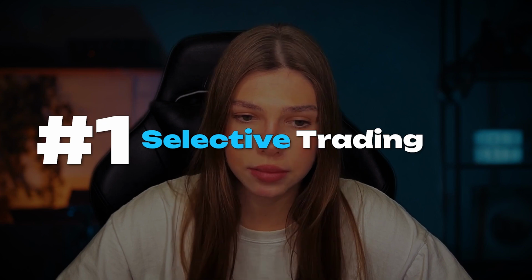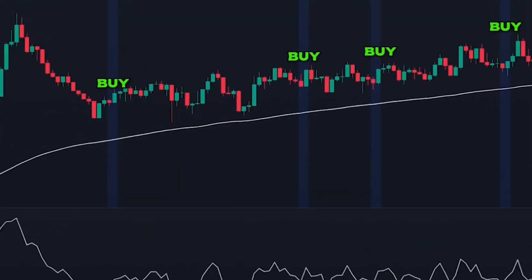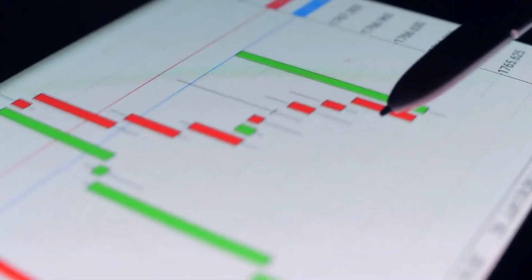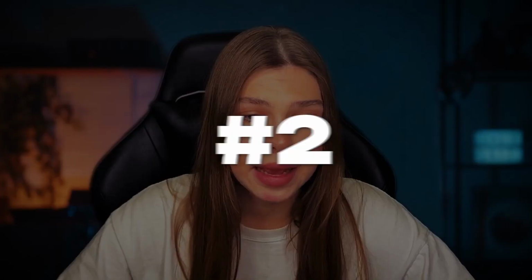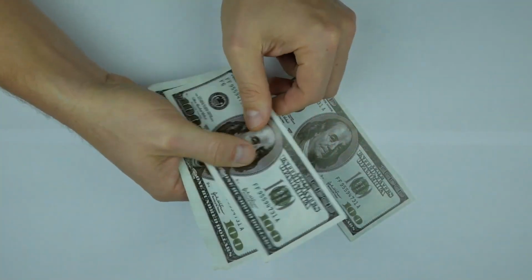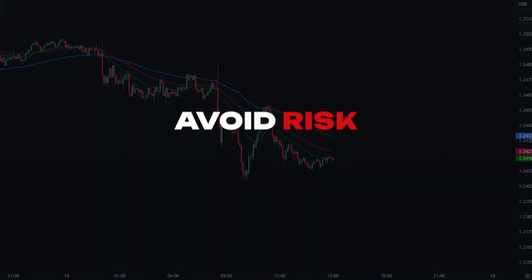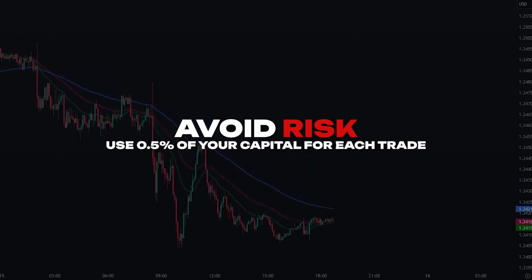First, selective trading. In scalping, you might encounter numerous entry signals. It's crucial not to take every trade but rather focus on ones you can manage. Handling multiple trades simultaneously, especially in scalping, can be challenging. Second, capital management. Avoid risking too much capital. It's advisable not to exceed 1% of your total capital per trade. I suggest limiting the risk to 0.5% for each trade.